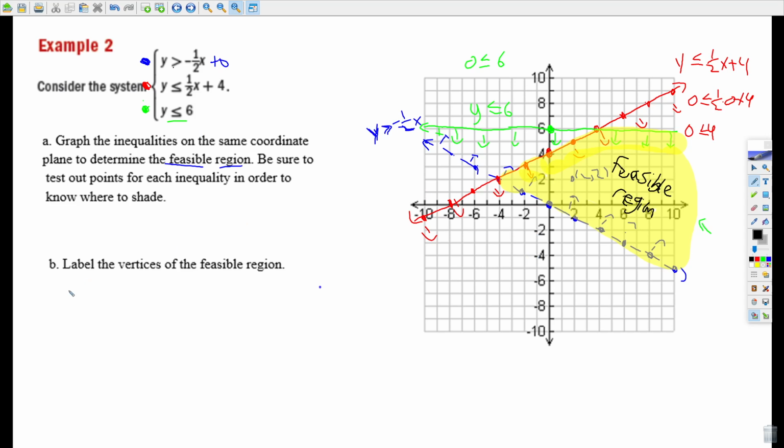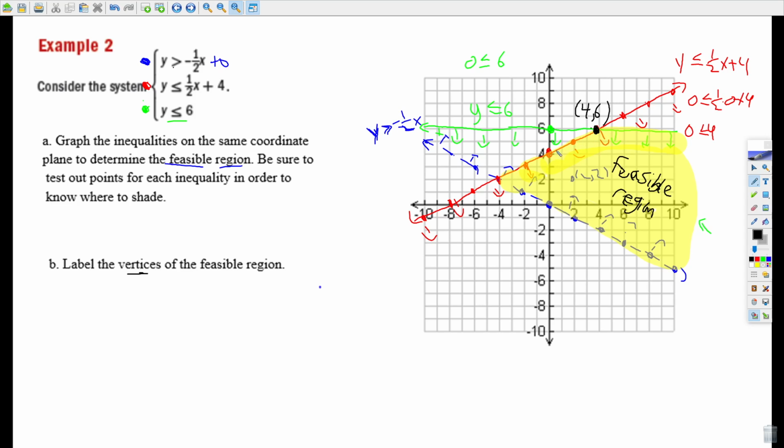The last thing we got to do is label something called the vertices of the feasible region. So this would be where the lines intersect each other around the place that's shaded. So let me point this out. We have the green intersecting the red right here, right? They intersect right there, and it's around the border of the shaded area. So we have to label this point, which I believe is 4, 6. So this would be a vertice of the feasible region.